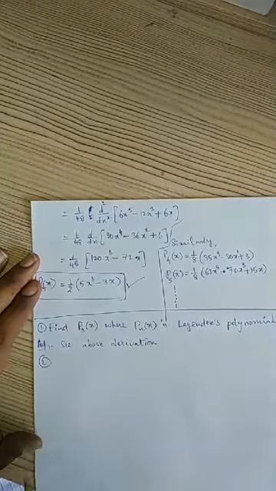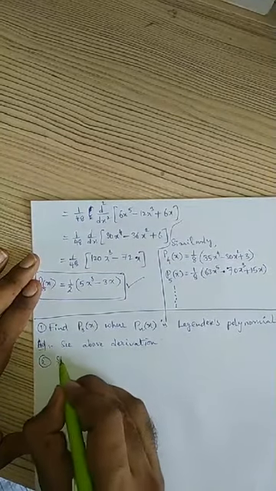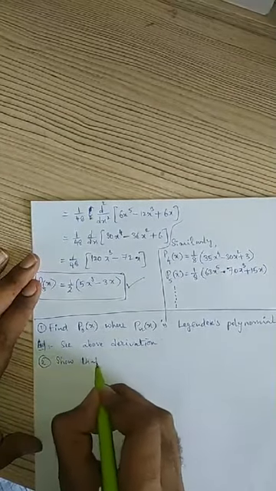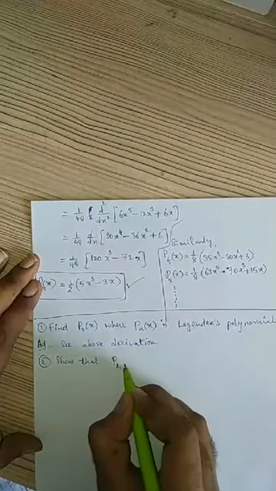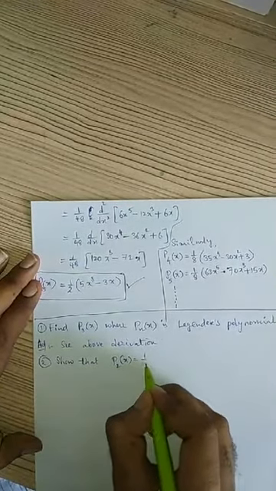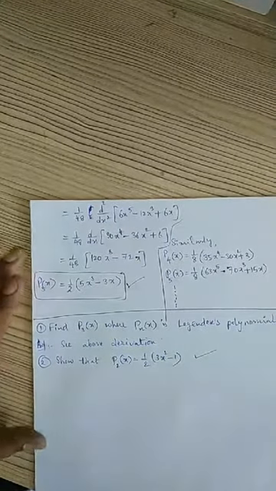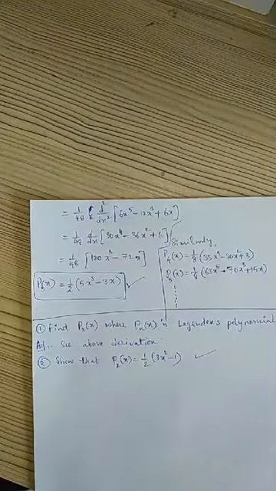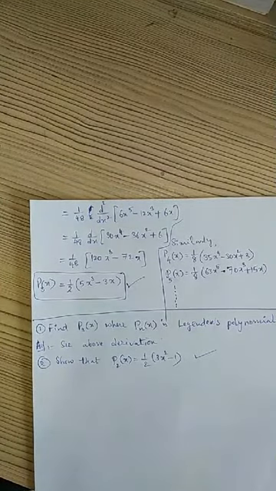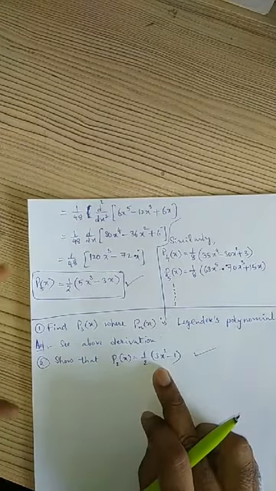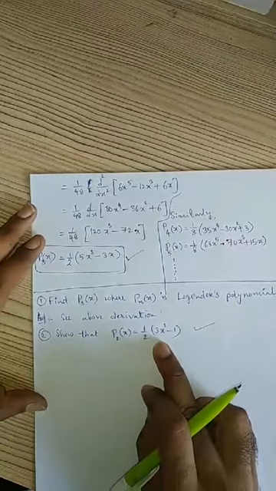Similarly, the second question is, show that P2 of x is given by 1 by 2 into 3x square minus 1. So how are we getting this P2 of x? That is also just now we have derived. Right, we have to consider first Pn of x, which is given by 1 by 2 power n factorial nth derivative of x square minus 1 whole power n, and in that substitute n equals to 2. You will get this. Right. So these kinds of questions will be asked for 2 marks.